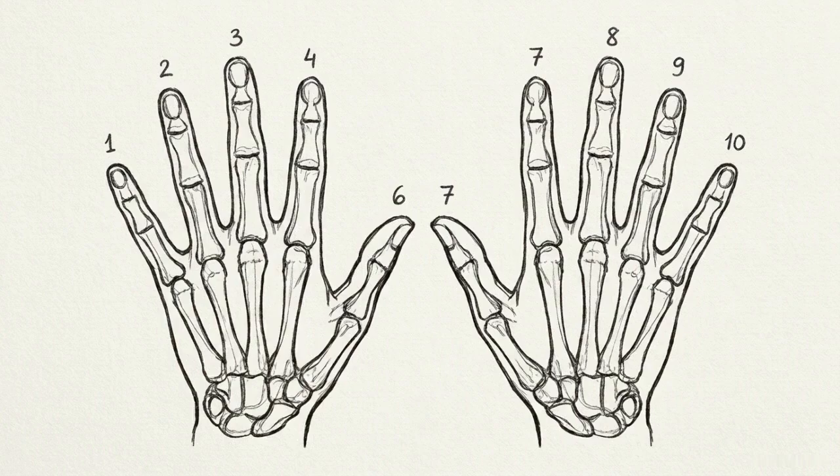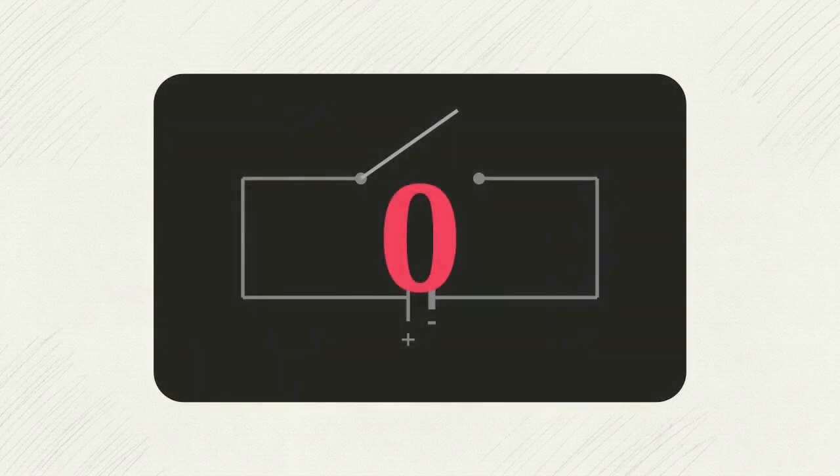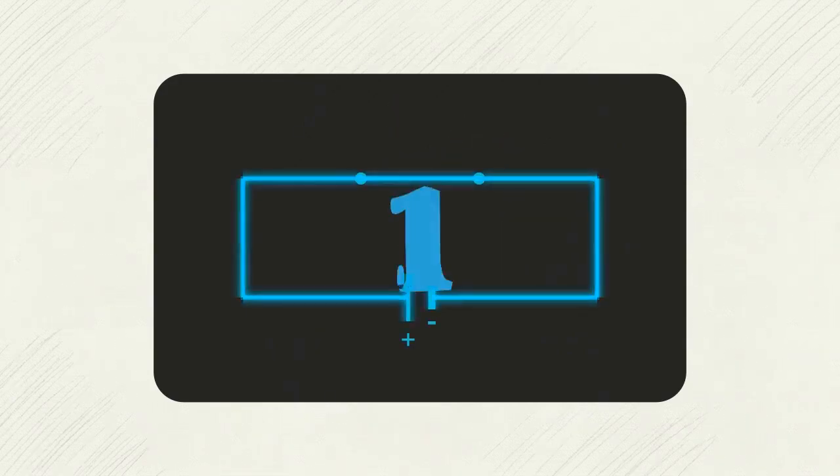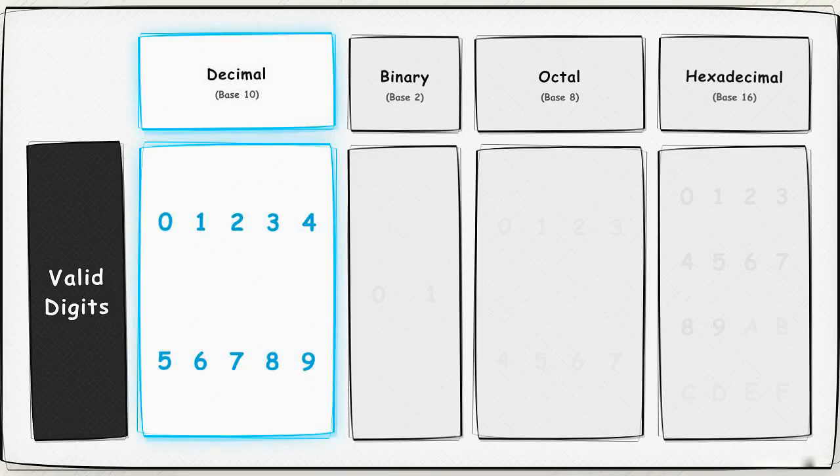Humans count with 10 digits because we have 10 fingers, but computers operate on physical electrical circuits that can only exist in one of two states. The switch is either off, which we call 0, or it is on, which we call 1. This table compares our decimal system with the bases computers use to process information.